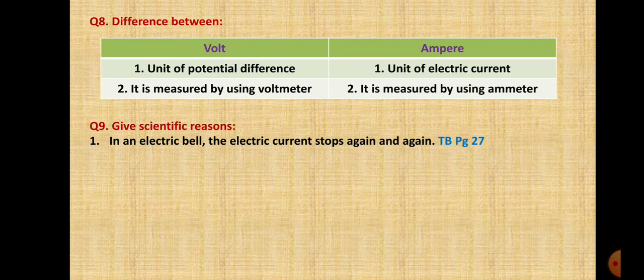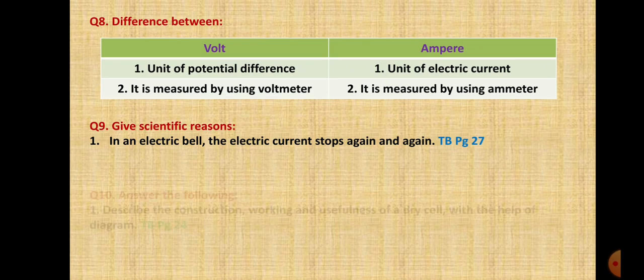However, at the same time, the contact screw loses contact with the strip and the current in the circuit stops. In this situation, the electromagnet loses its magnetism and the iron strip moves back and comes in contact with the contact screw. The electric current is then immediately restored and again the striker hits the gong by the above process. This action repeats itself and the bell rings. So this is the answer. Shall we move to the next?